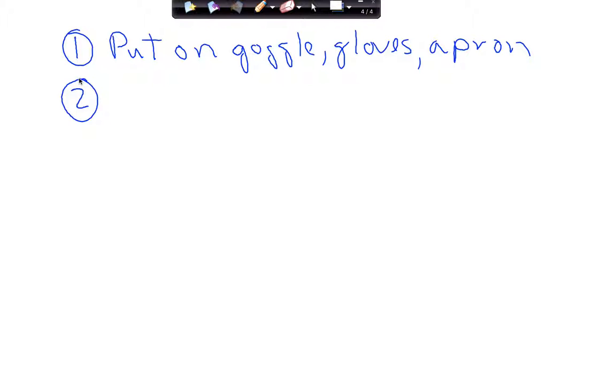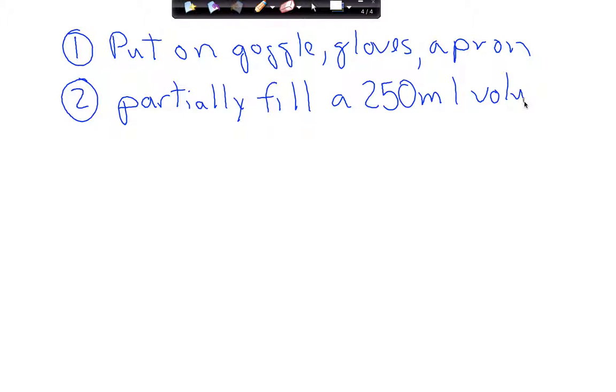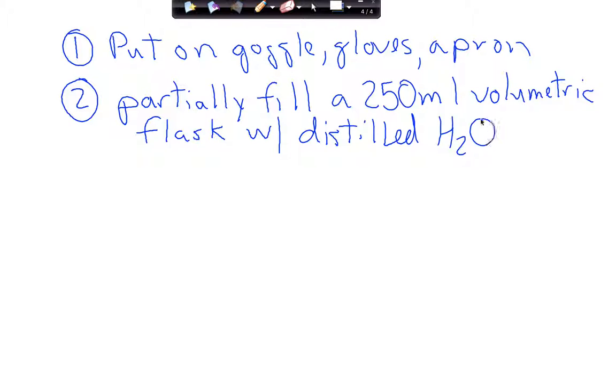So this then is what we're going to do. This is how we're going to make our solution. Step number 2 is this. Partially fill a 250 milliliter volumetric flask with distilled water. If you don't mention distilled water, it's wrong. Again, they're not my rules, but that's the deal.